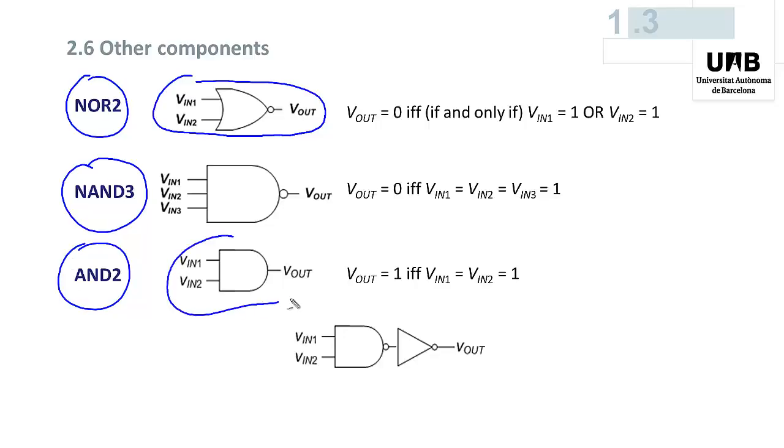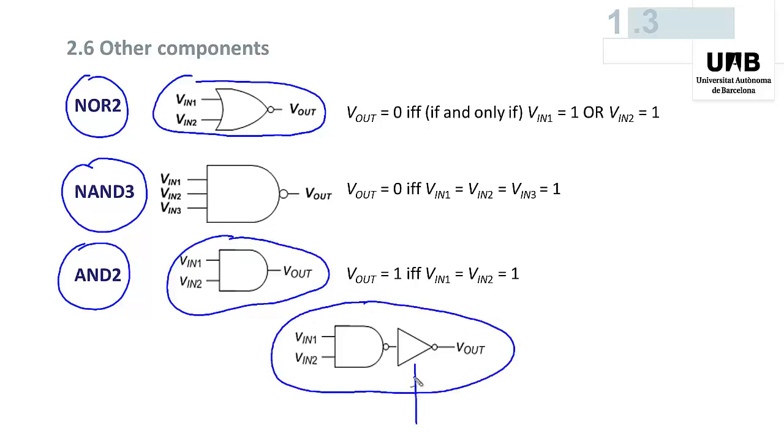This is the symbol, and you can check that in fact an AND2 gate can be built connecting an inverter at the output of a NAND 2 gate. Actually, the gate name NAND comes from not AND. Not means inverter.